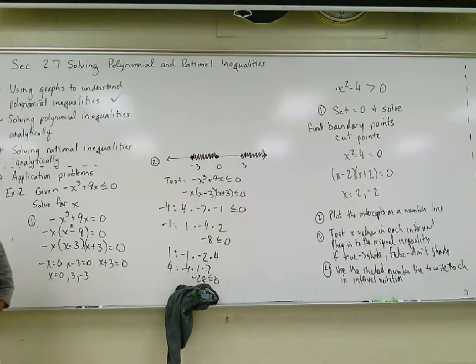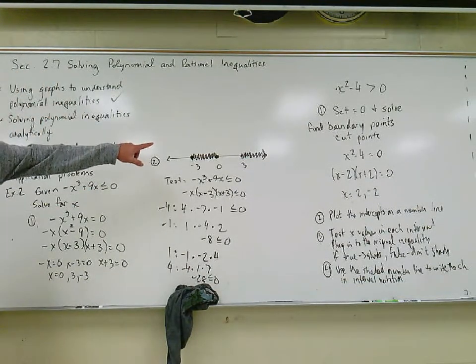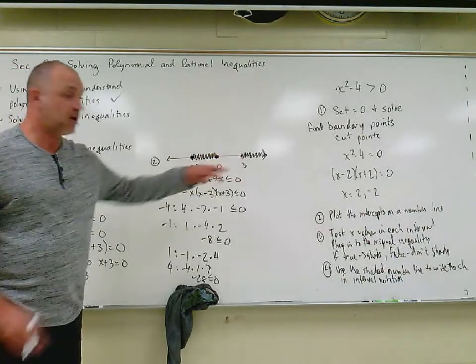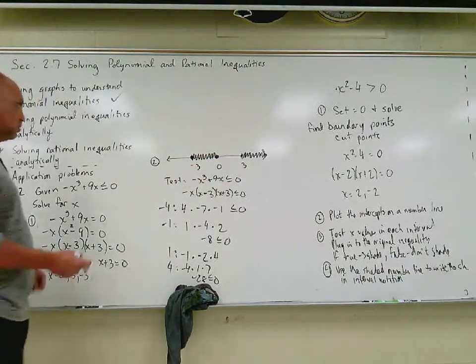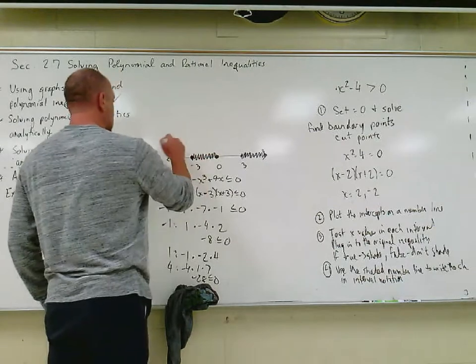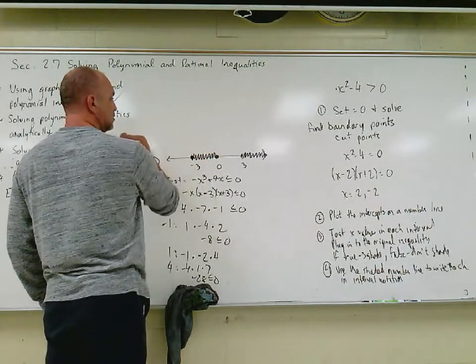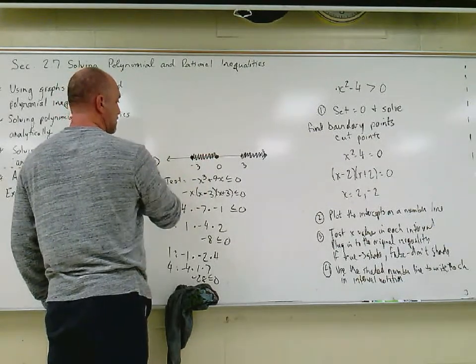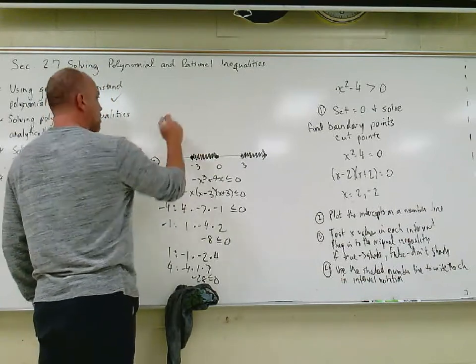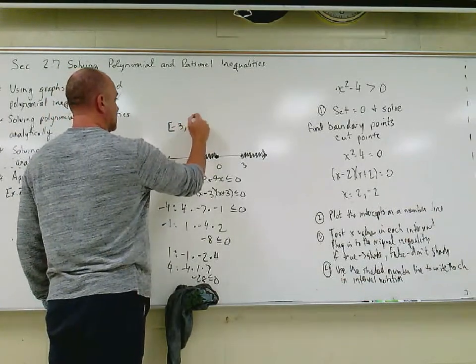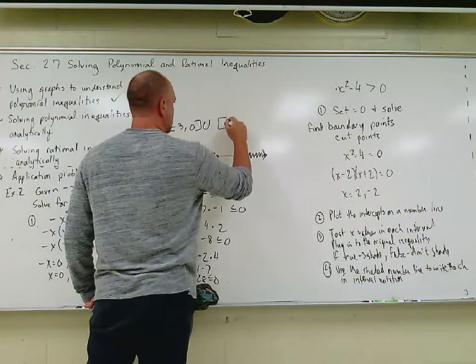And I need to just write those in interval notation. I'm going to take that number line and now write the interval. So my solution is what? So the solution for this is, anybody? Bracket -3, comma 0, bracket, union, bracket 3, comma infinity.